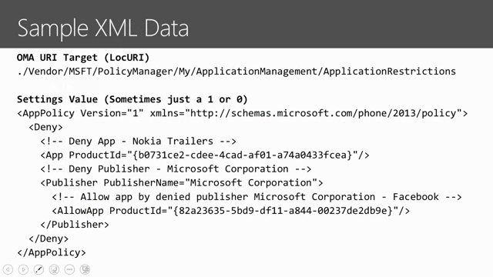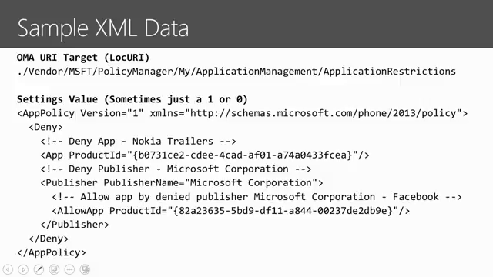So we've taken out all the stuff that isn't as important, and we're just looking at the data and the unique resource identifier. So that URI at the top, again, it should look a little bit familiar. It starts with /vendor. But the end is different, right? We're targeting a different piece of the device this time. We're targeting the application restriction piece.